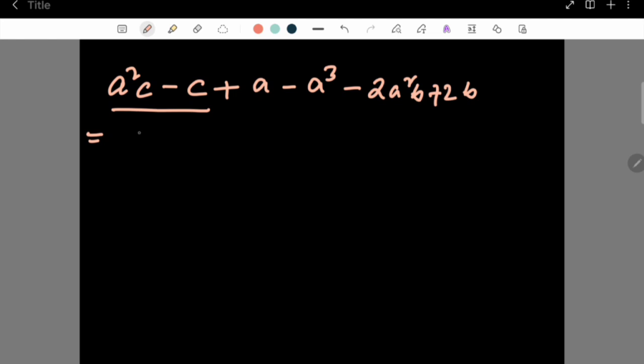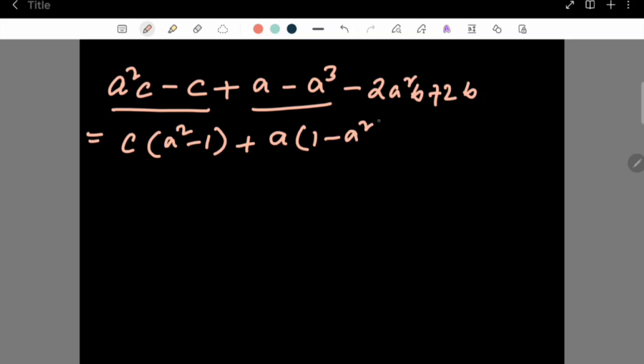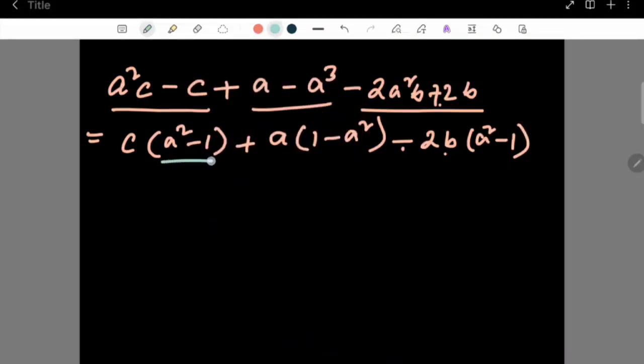From here if we take c common, the remaining thing is a square minus 1. From these two, if we take a common, here 1 minus a square is left. If from the last two, minus 2b is taken common, so here a square, and here nothing, means this sign plus, so here minus, so it will change, and then 2b is common, so here 1 is left. So here a square minus 1 is left. Now check the problem: in this case this bracket is a square minus 1, here also a square minus 1, but here 1 minus a square. So we cannot go ahead.